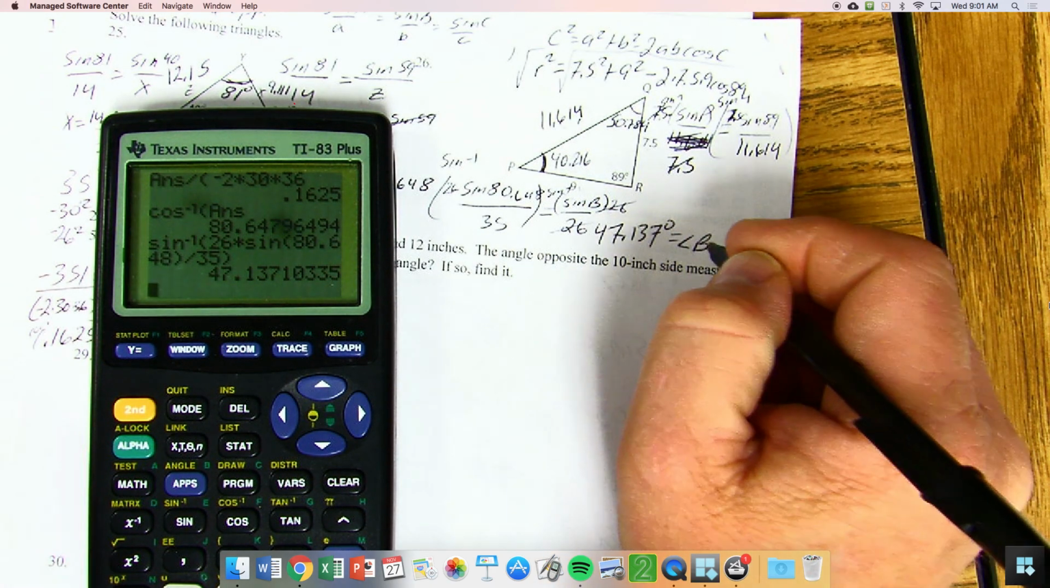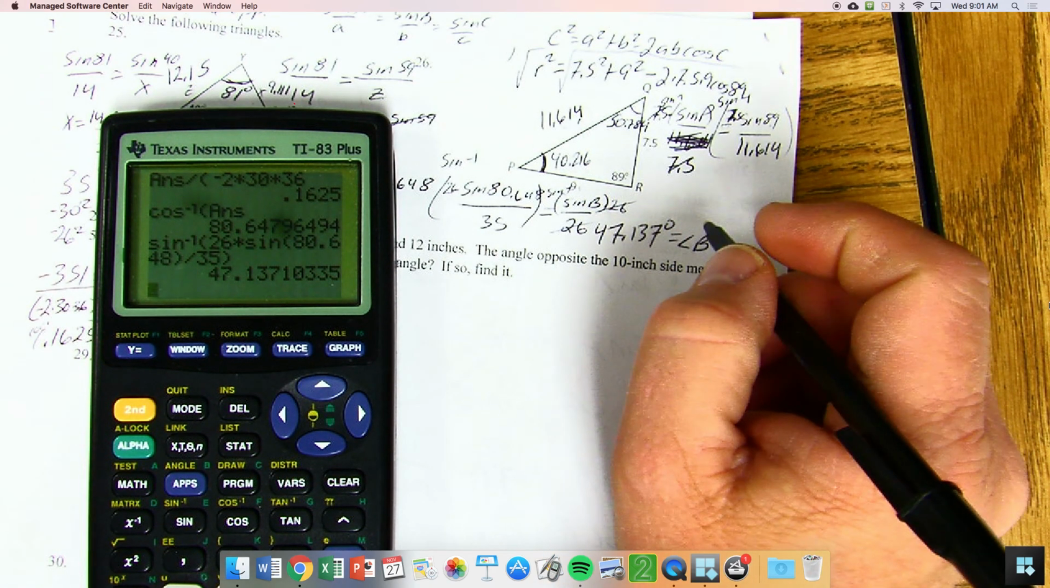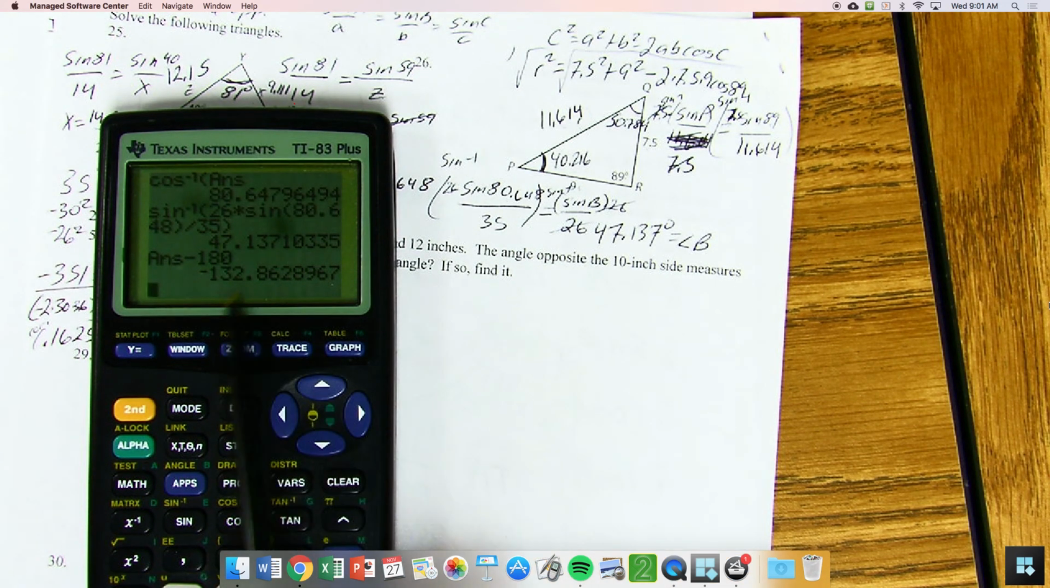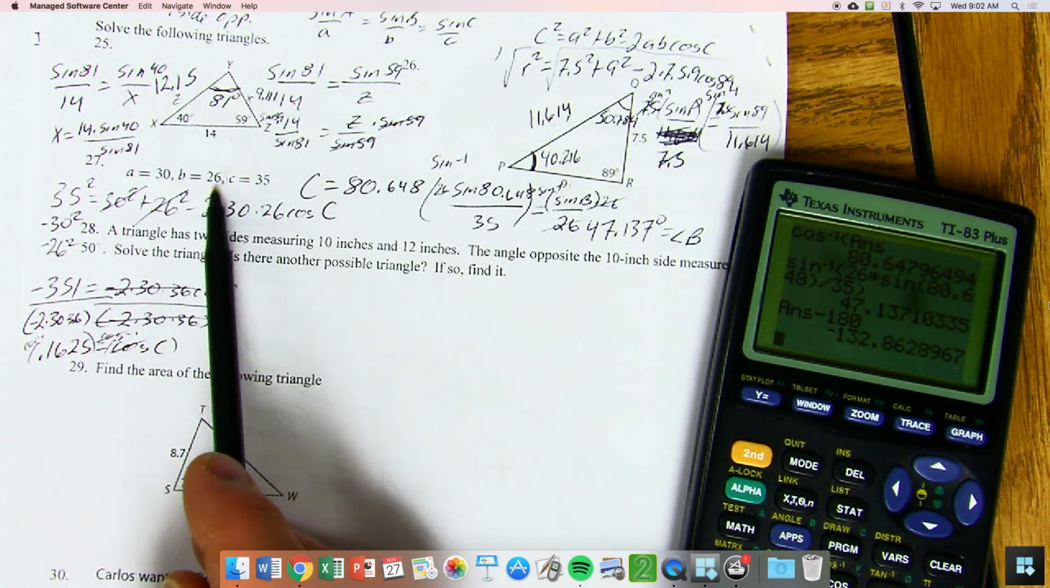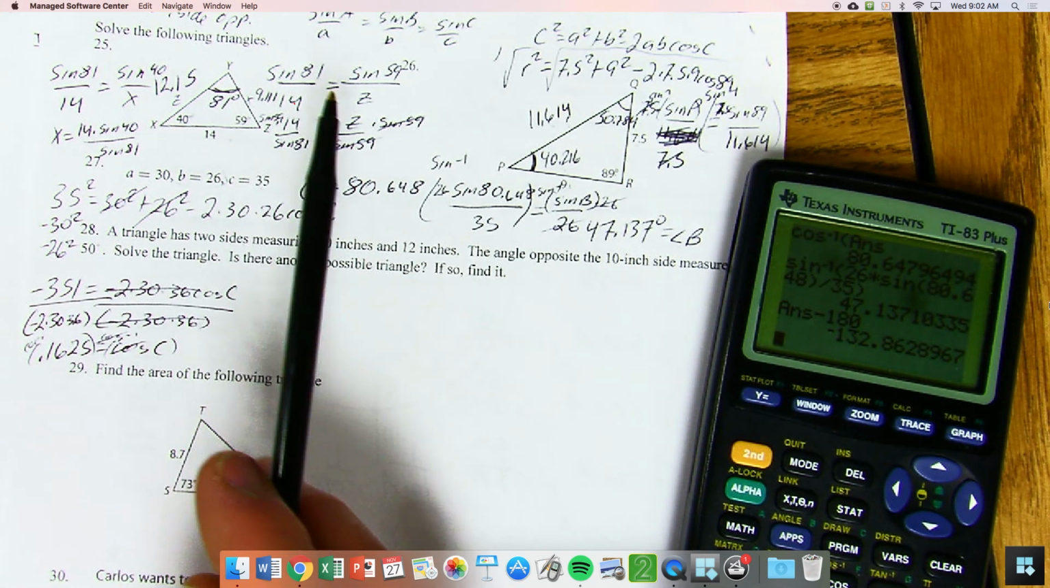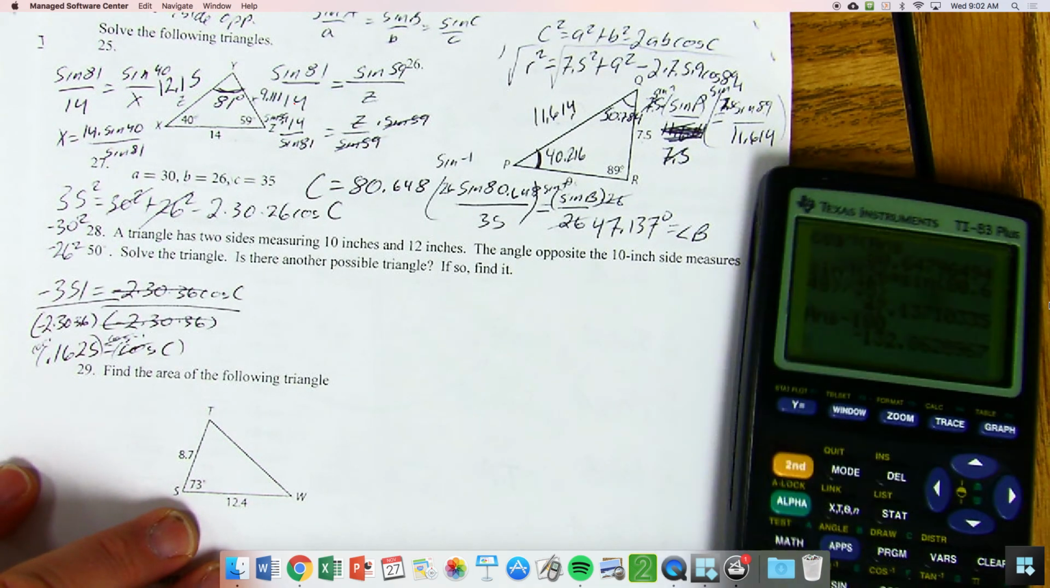Now, if you look at its ambiguous angle, the ambiguous angle would be 180 minus that, right? So its ambiguous angle is 132.86. Well, that doesn't make any sense because B's got to be the smallest side and 132 would be the biggest angle. So I can immediately eliminate the ambiguous case. Woohoo! Ambiguous case out.